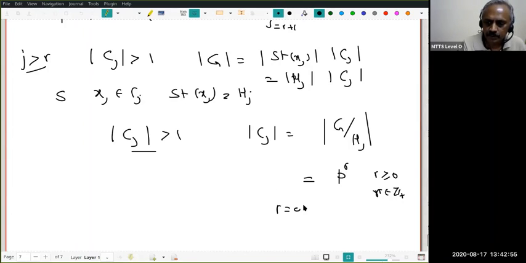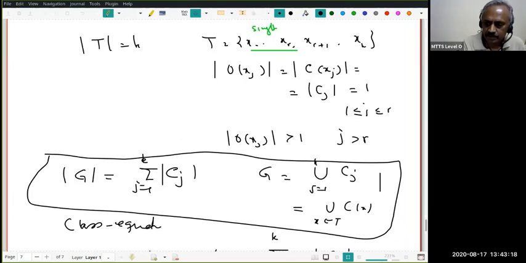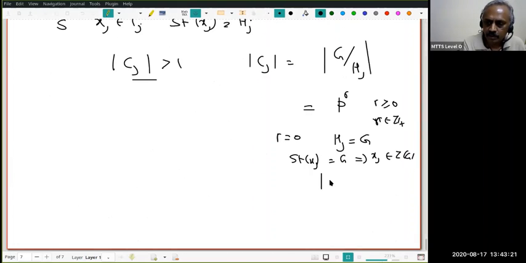Now, can R be 0? If R is 0, what does it mean? Hj equal to G. When does Hj equal to G? That is, the stabilizer of Xj equal to G. That implies Xj is in the center. But remember, all the central elements are less than or equal to R. This is a contradiction. If Xj is central, then the orbit of Xj will be 1, but it is Cj. That's a contradiction. Therefore, this R must be greater than or equal to 1. Do you understand this?